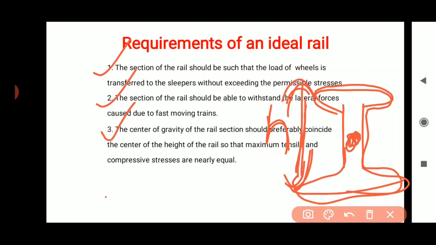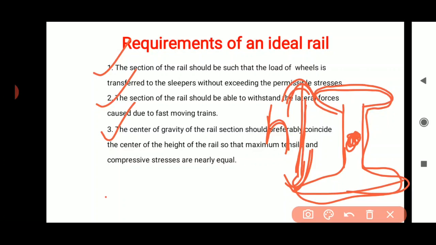So the center of gravity of the rail section must lie approximately at mid height, so that the maximum tensile and compressive stresses are equal.